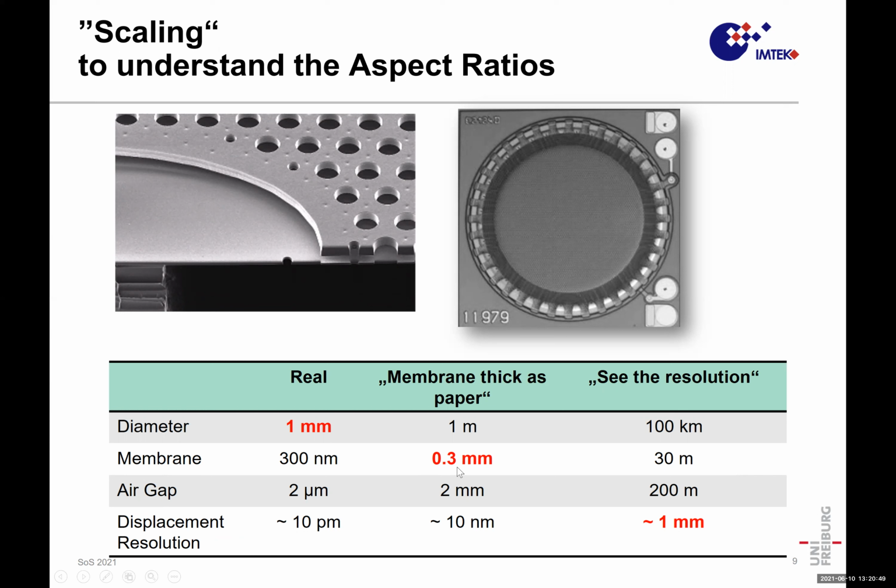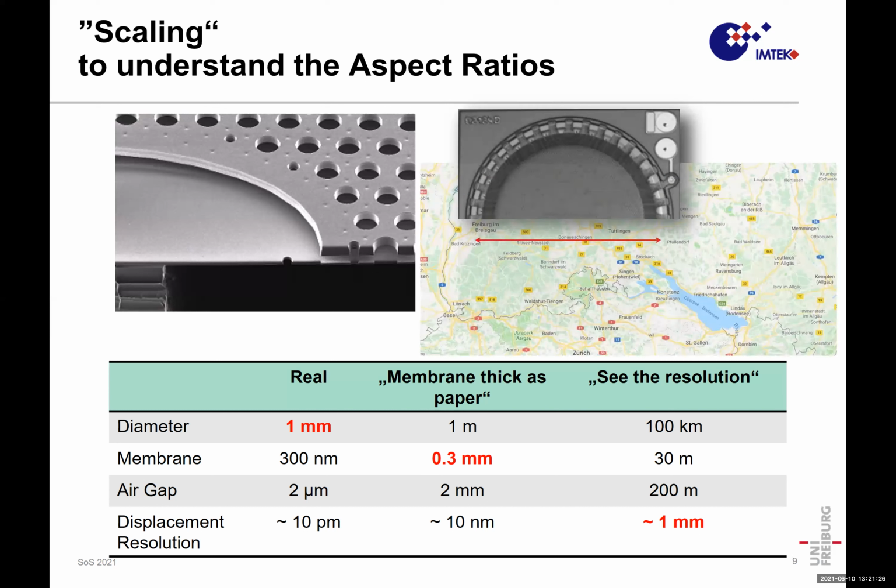And I try to scale this always. If I say the diaphragm is as thick as paper, a little thicker than typical paper, then I would have a membrane of 1 meter in diameter, an air gap of 2 millimeters, so you can see this somehow, but still my displacement resolution is 10 nanometers. And just to feel what it means to see this resolution of noise of a vibrating membrane, I say a 1 millimeter displacement from noise we could easily see, but then our diaphragm is some 100 kilometers in diameter and the air gap is some 200 meters high.